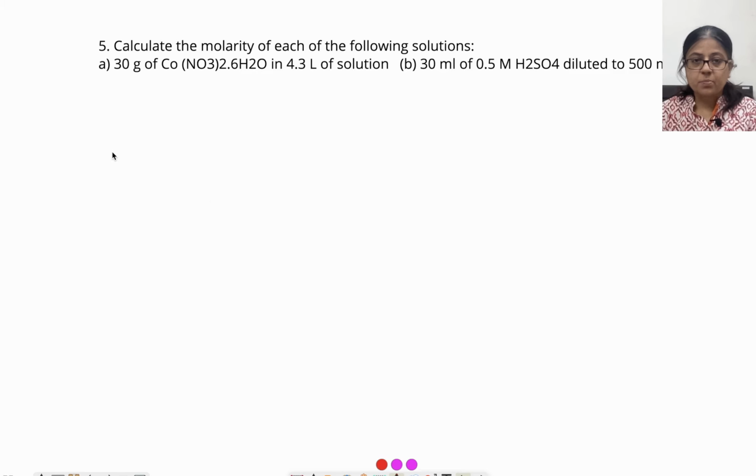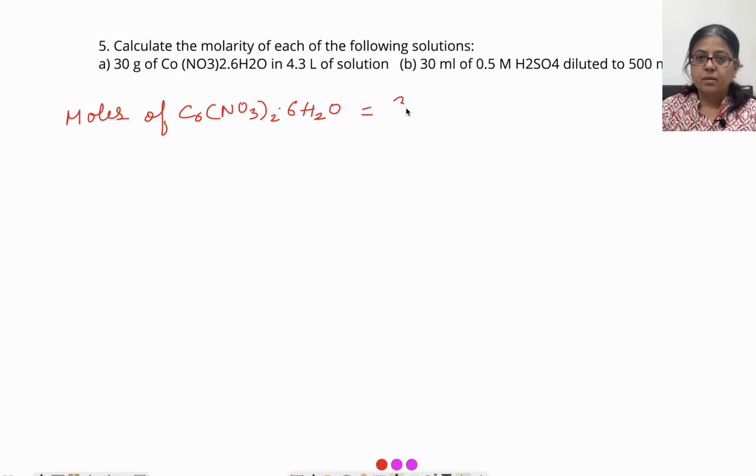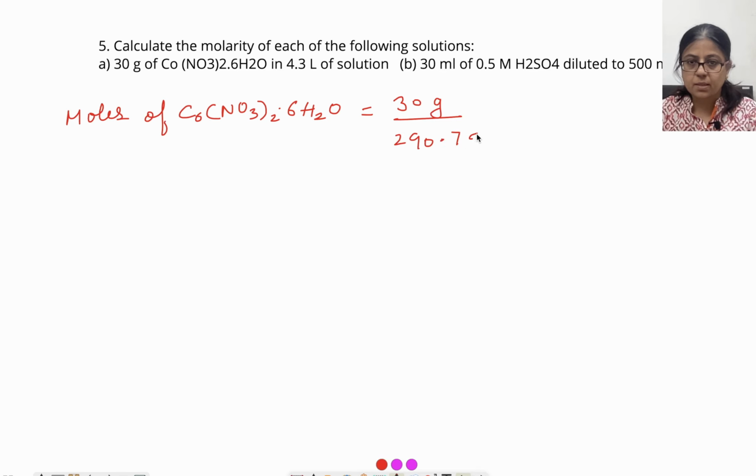So in the first part, for the number of moles of cobalt nitrate hexahydrate, you have to divide 30 gram, the mass of the solute, by its molar mass. What is the molar mass of the solute? It is equal to 290.7 gram per mole. Okay, and then you have to calculate the value of molarity.